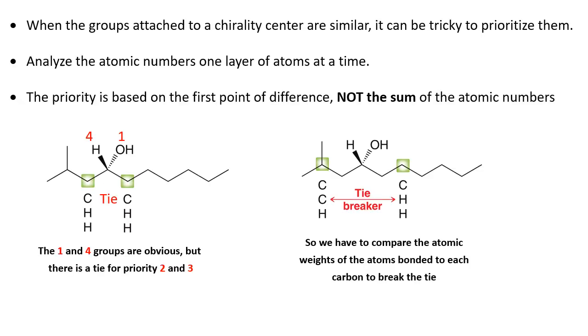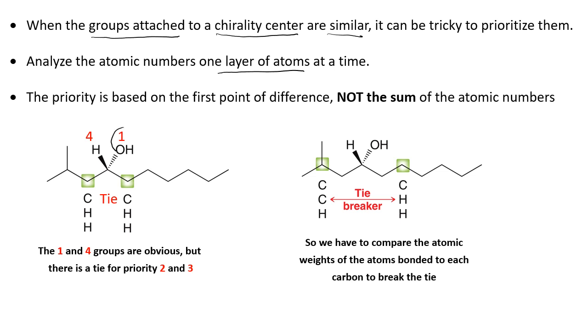The next scenario we have to look at is when the groups attached to the chiral center are similar, or if they have the same atomic number. This can be a little bit tricky to prioritize them and assign their 1 through 4 priority numbers. So what we're going to do is look at one layer at a time of the atoms. So let's look at the molecule here.